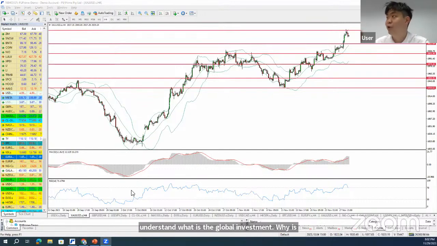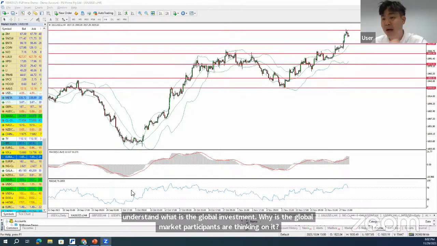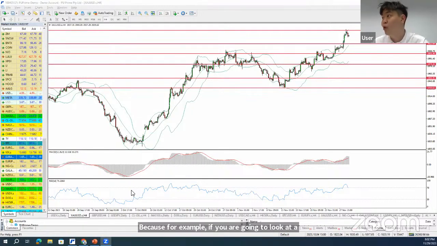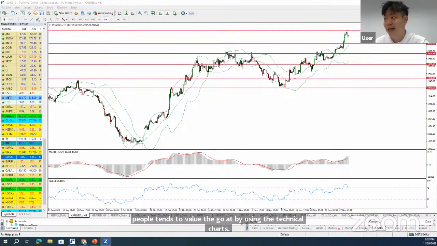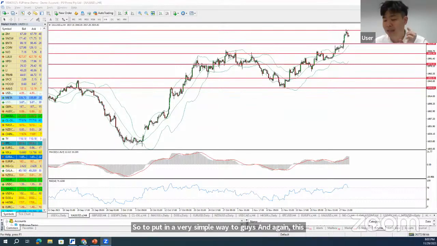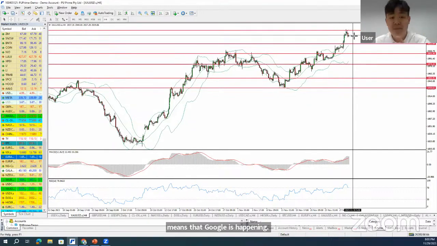Because for example, if you look at gold itself, it might not have any value. So we need to understand what value people have historically placed on gold by using the technical charts. To put it in a very simple way, technical analysis is not just line charts. It is the one thing that lets you understand what global investors are thinking. For example, now the gold price has reached around 2039. It means that global investors think this is a very solid price. That's why they keep the price there.